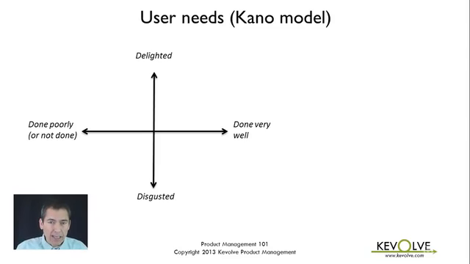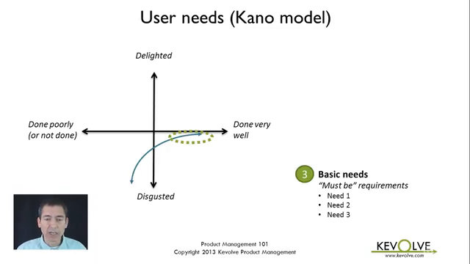It's a couple of different axes to talk about. First of all, whether you have fulfilled a customer need or not, that's what the x-axis is. So you've fulfilled a need, or you haven't done it, or you've done it poorly, or you've done it very well. That's what the x-axis is. And then what was the customer's response? Were they disgusted or were they delighted? So we're going to map customer needs across these different areas.